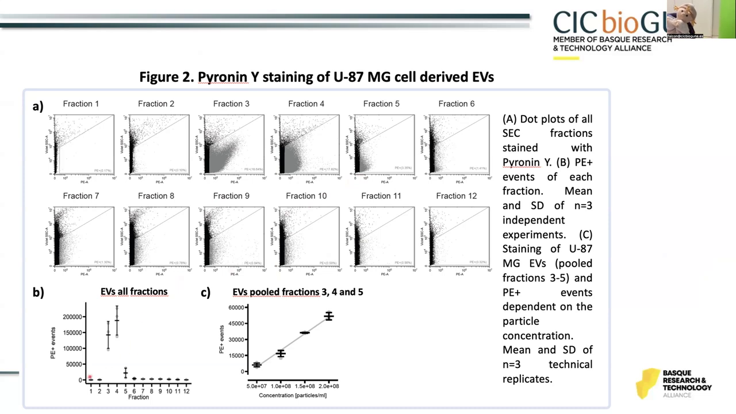Importantly, here you have the quantification of the fractions. And also when we combine the three fractions that have the vesicles and we do serial dilution, we can see how the detection of the pyronine is linear. So that means that we are not having a swarm effect or this type of thing. That is very important when you are working with flow cytometer and vesicles, to show that the serial dilution is linear in the detection that you are following. Okay.